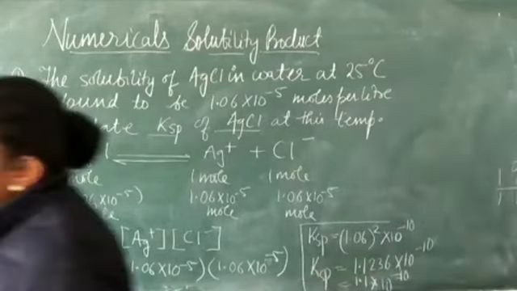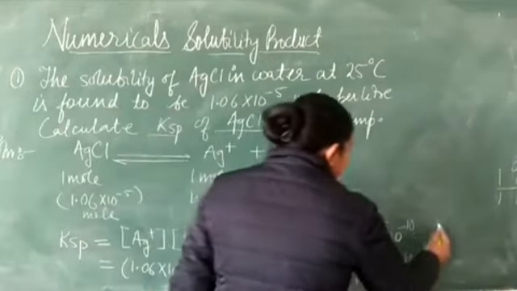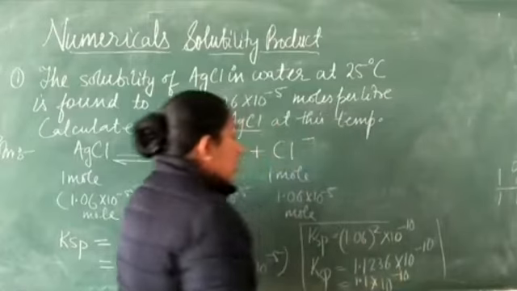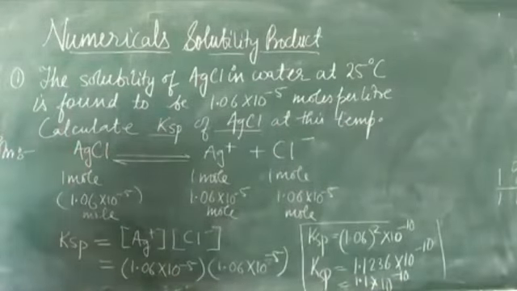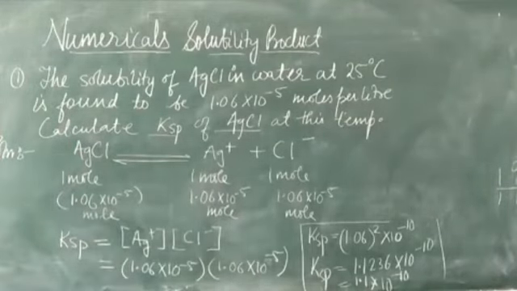Also, is the last line visible? Yes, it is. That is, KSP will be equal to 1.1 into 10 raised to power minus 10. It will have no unit, students. So it is the solubility product of AgCl at this particular temperature, that is at 25 degrees Celsius. It is 1.1 into 10 raised to power minus 10.